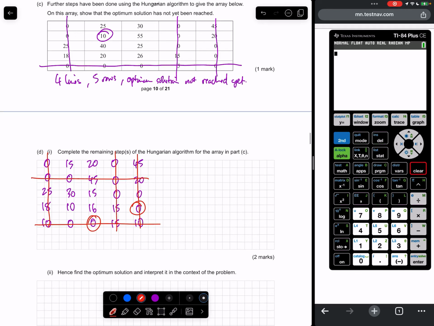So now, process of elimination. The only way that this row can be done is this 0, because this column has already been taken. So there.